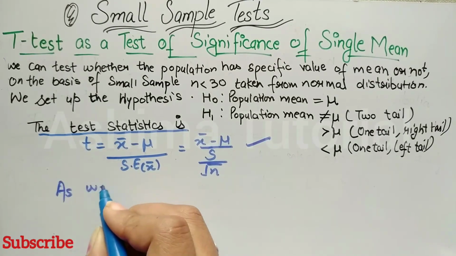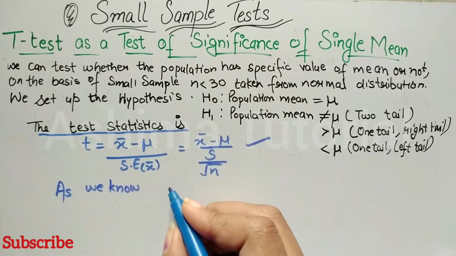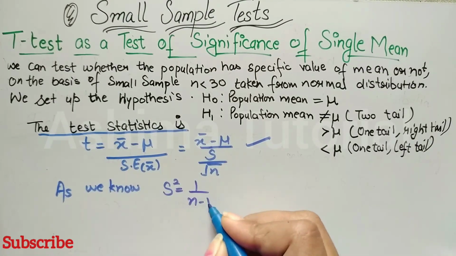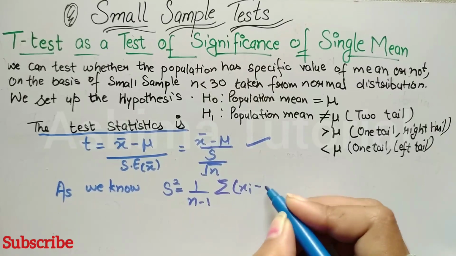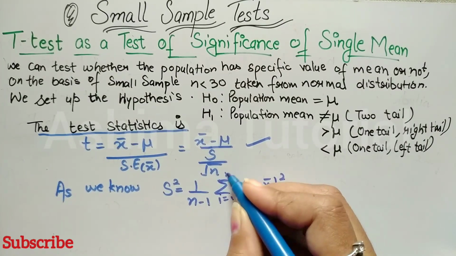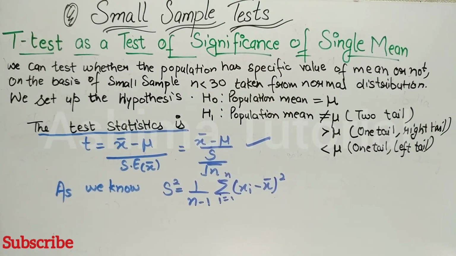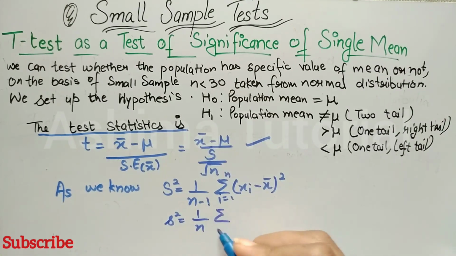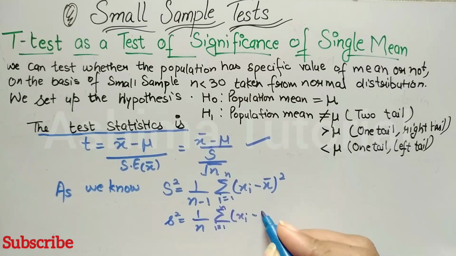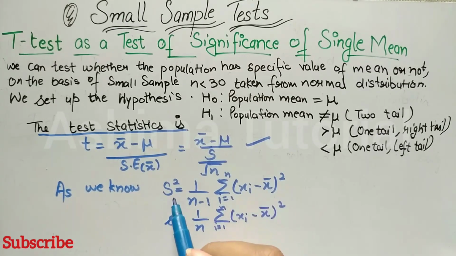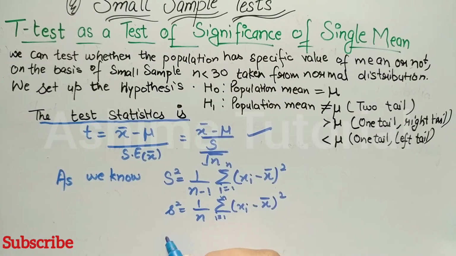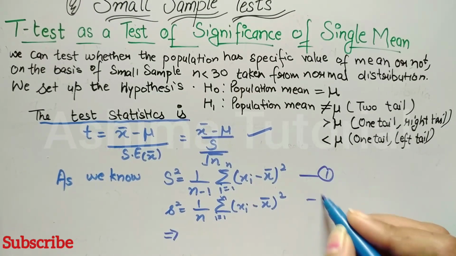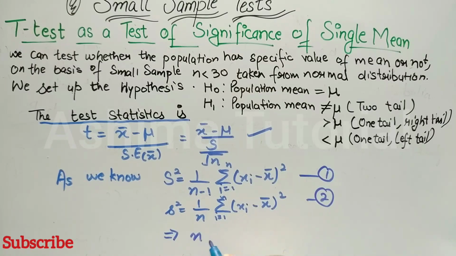Now, as we know, capital S square is equal to 1 by n minus 1 summation xi minus x bar square, i varies from 1 to n. And small s square is equal to 1 by n summation i is equal to 1 to n xi minus x bar square. So, by comparing, we get n small s square is equal to n minus 1 capital S square.